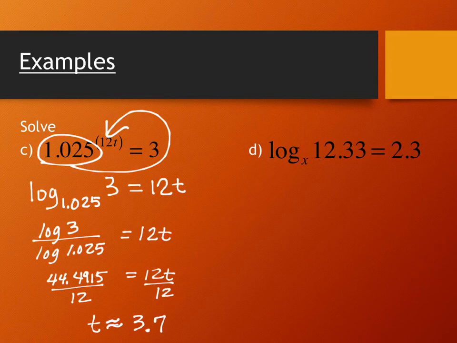Now D looks different because D didn't even start out looking like an exponential. Agreed? Okay. So what are we going to do on this one? Isn't it already in the form?